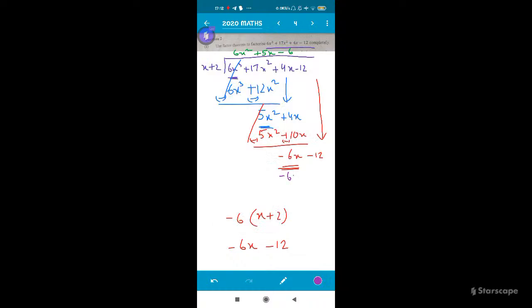So minus 6x minus 12. Now if you subtract it off, it is getting cancelled out. So your quotient is 6x square plus 5x minus 6. This is your quotient. Now if you factorize this quotient, you are going to get two more factors which will be the answer. Alright. So first of all, copy it down. Then we will move on to factorizing this part. So this question came for 3 marks. So that's why you have to do all these procedures.